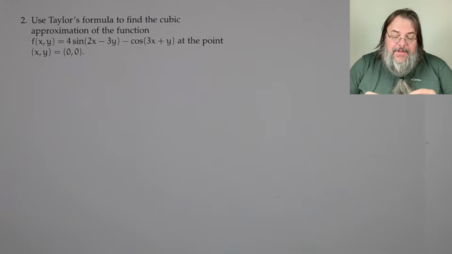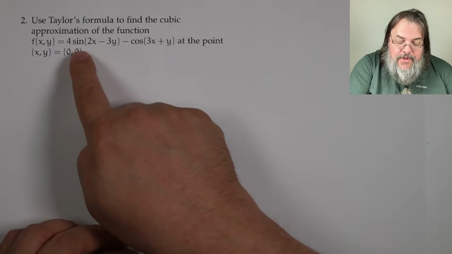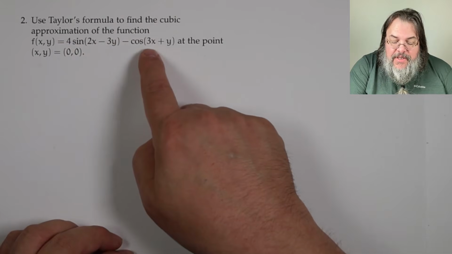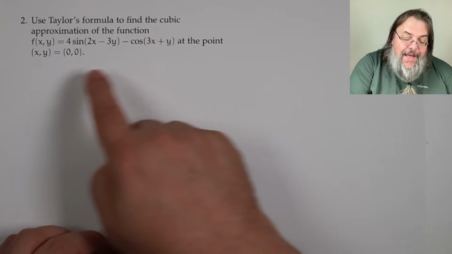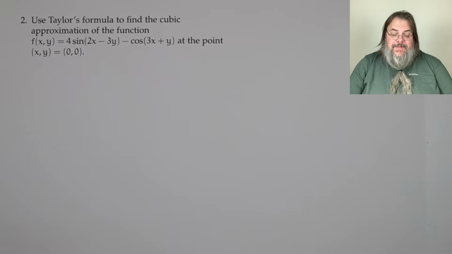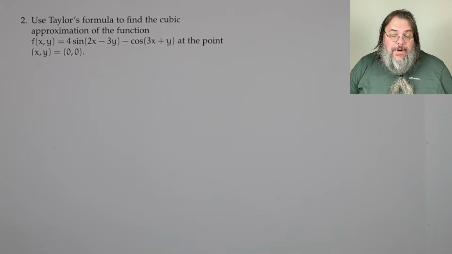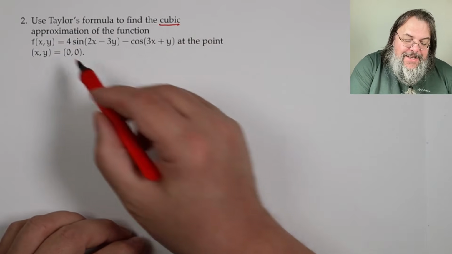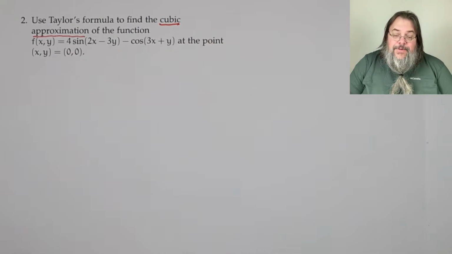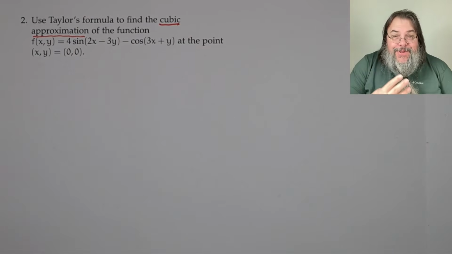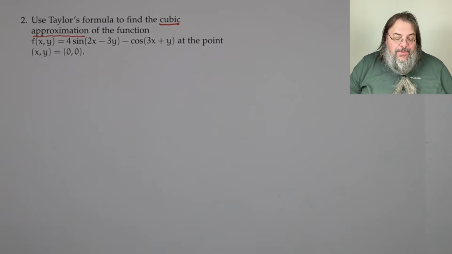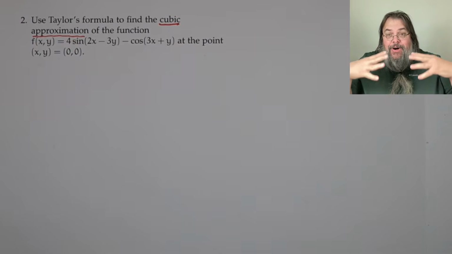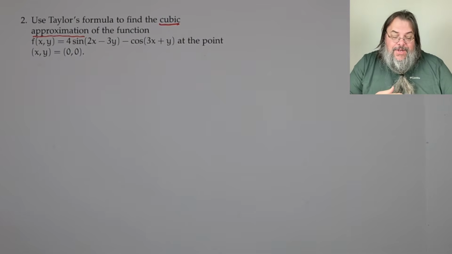Use Taylor's formula to find the cubic approximation of the function f of x, y is 4 sine 2x minus 3y minus cosine 3x plus y at the point 0, 0. Now, there's one word that's going to make us say, ugh, and that's cubic. All right, so cubic means up to third order. So we have to compute all of the derivatives up to third order to make this approximation.